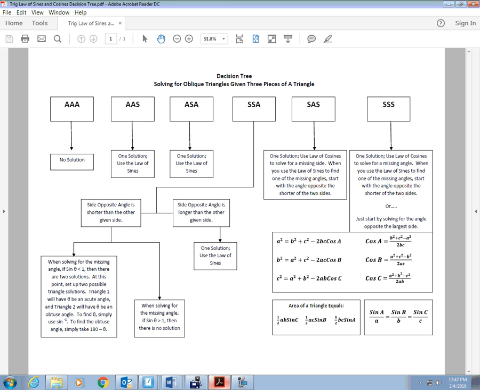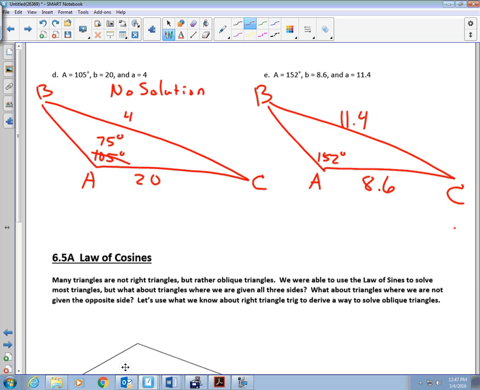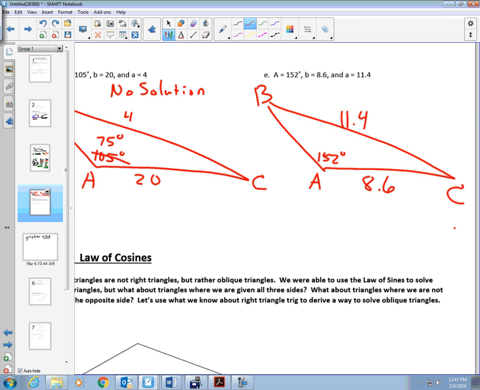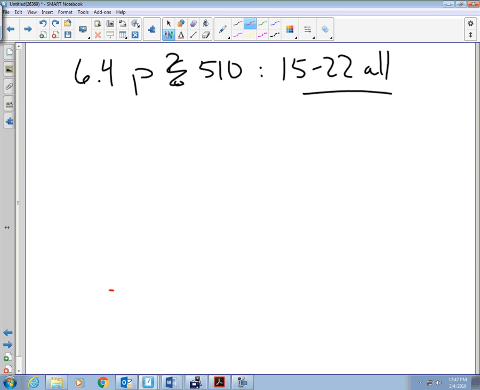Fair enough? Okay. Here's your assignment. It's an assignment from the book. It's 8 problems, 15 through 22. You're going to get some that are two solutions, some that are no solutions, some that are one solution. You've got to be able to think it through and figure it out. So you're very smart. You won't have any problem.